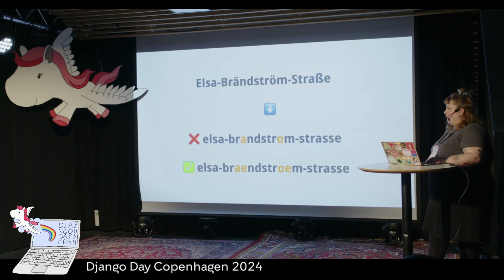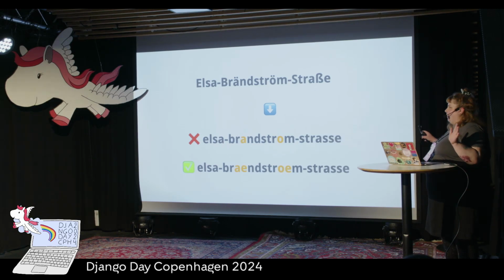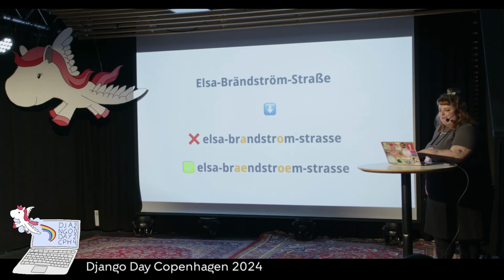So here's an example. We have Else Brennströmstraße. I think she was actually Swedish, in case we have any Swedes in the house. An incorrect example would be just removing the umlauts, which is not okay. And then what we have in the bottom example is the correct example.